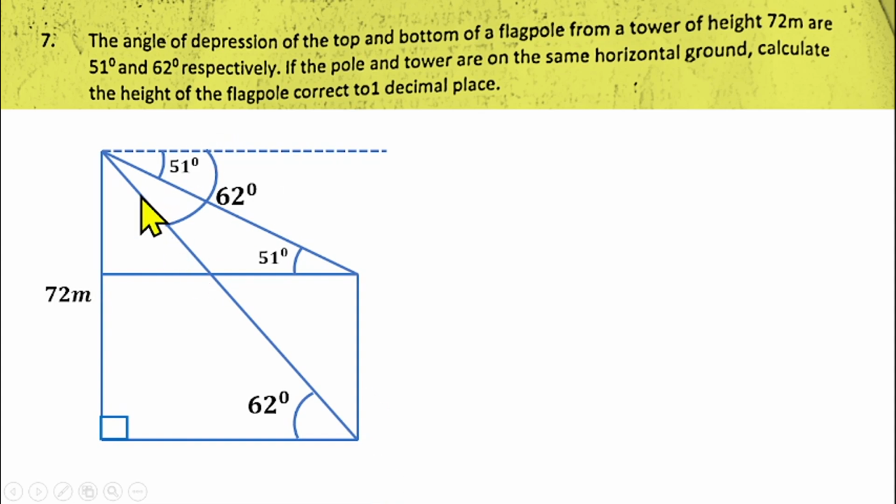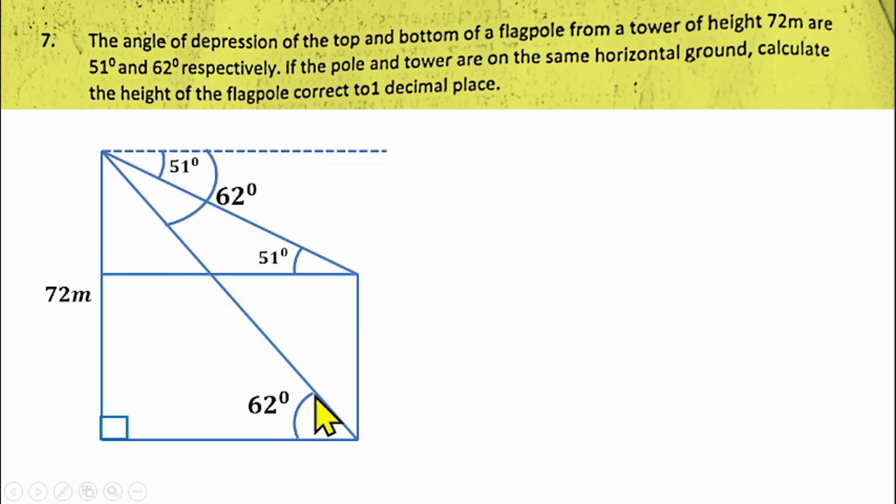So all you need to do is to find the height from here to here using this right angle triangle that is here. And that will not be possible unless we know one of the sides of the right angle triangle. And how do we get one of the sides of the right angle triangle?